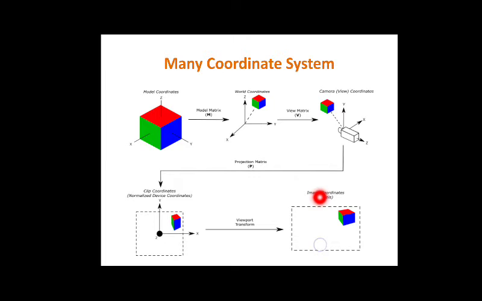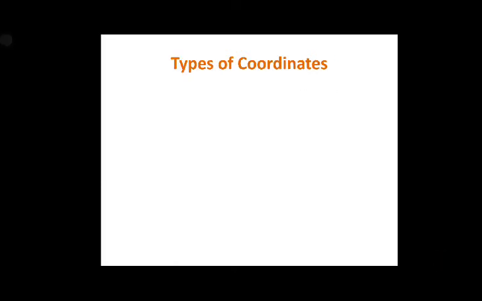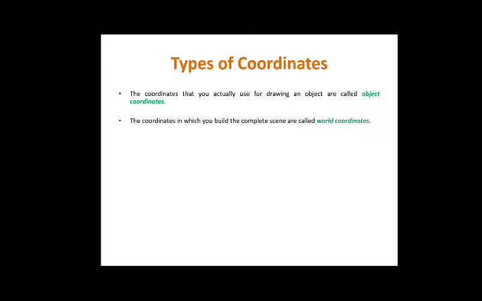So, now we will see what the projection transformation is. We have seen many terms, okay, so I will give a short definition of them. The coordinates that you actually use for drawing your object are called the object coordinates, meaning the coordinates of that object itself. Then the coordinates in which you build the complete scene are called the world coordinates, meaning I am putting that object, that scene, onto the 3D coordinate system, that is called a world coordinate.